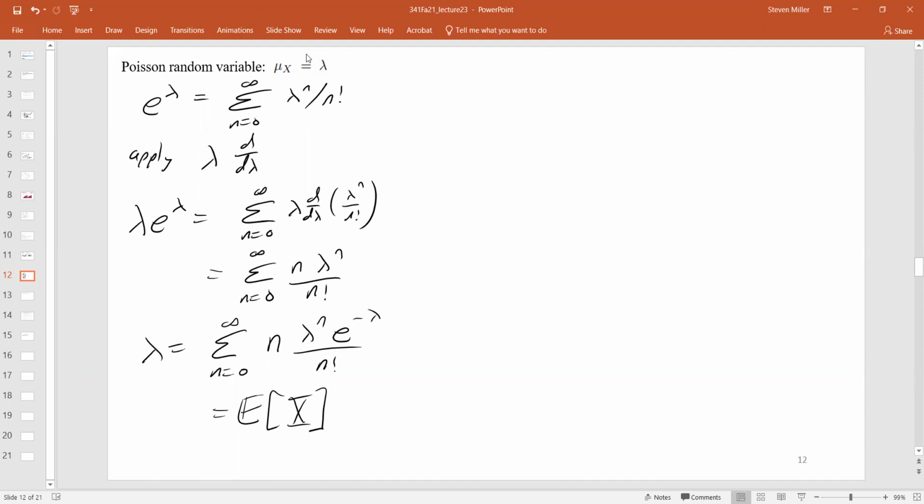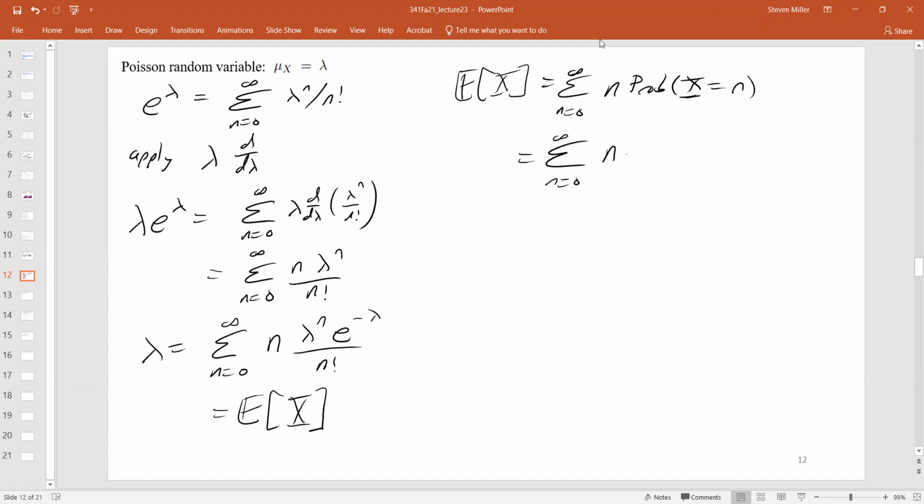There's another way to do this calculation. We could go back to say, well, the expected value of x is the sum n goes from 0 to infinity of n times the probability x equals n. It's sometimes nice to see more than one way to do something. So it's n times lambda to the n e to the minus lambda over n factorial. Do I have to start the sum at 0, or can I move the sum up a little?